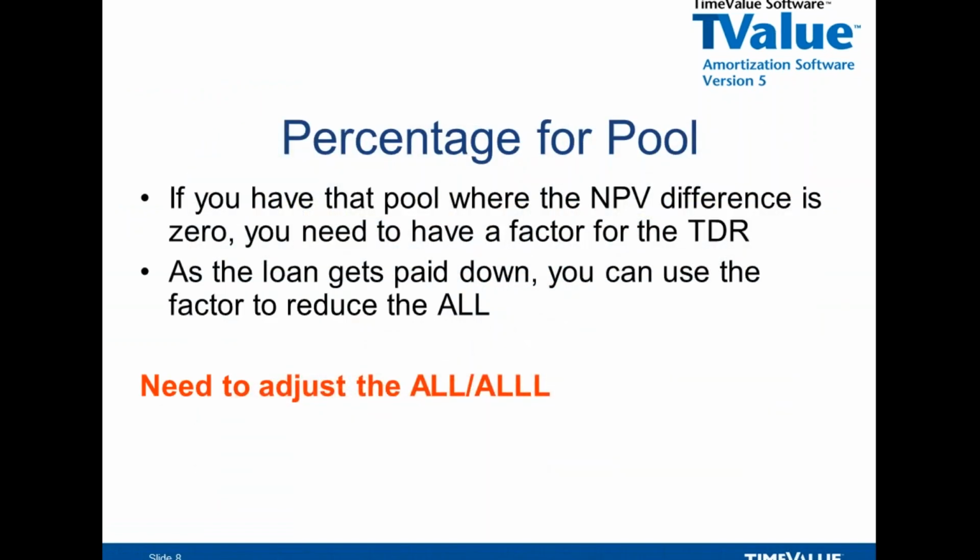So what happens if you have that zero net present value calculation? So you put it into a TDR pool, you put a 5% factor on it, payments are being made. What you do is you get to reduce that pool. So each payment, if it's 5%, you have a $1,000 payment, you get to reduce it by $50. So it still works the same. You get to recapture it as that balance goes down.